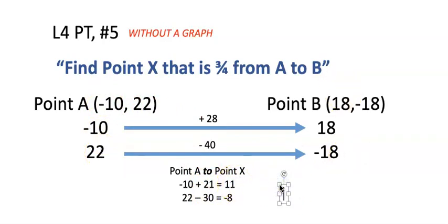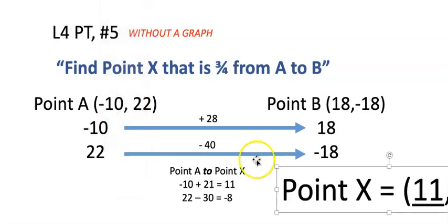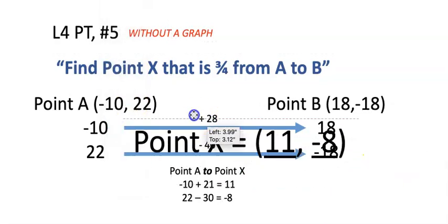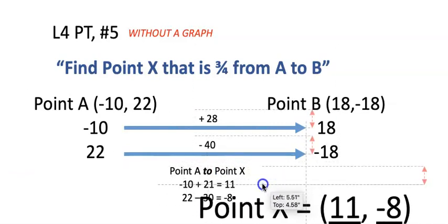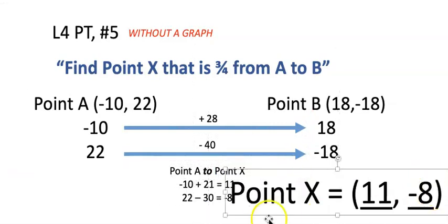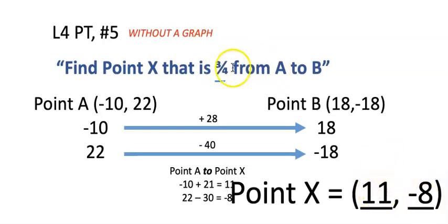So your final answer would look like this in Schoology. You would say point X equals, in brackets, 11, comma, negative 8. I think in Schoology you only have to type in the x coordinate and the y coordinate. There'd be a blank here, and there'd be a blank here. So that's what it would look like in Schoology. Point X is going to be at 11 and negative 8 because it is 3/4 from A to B.